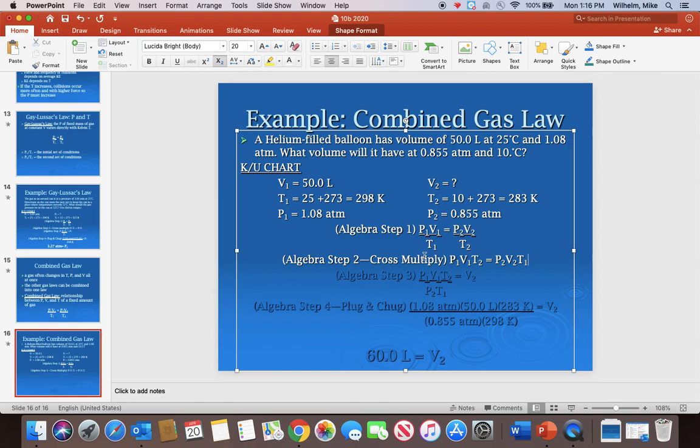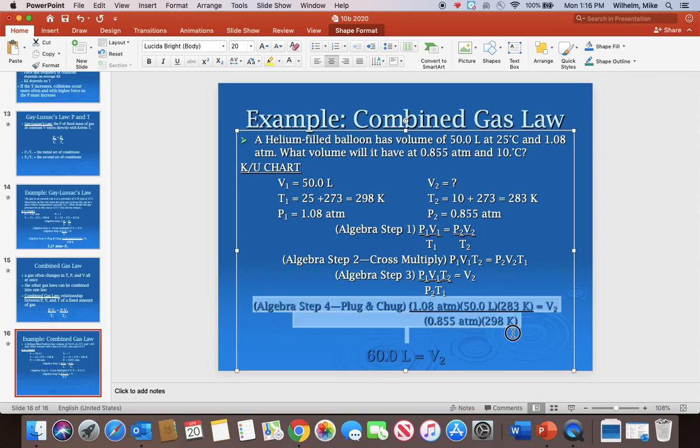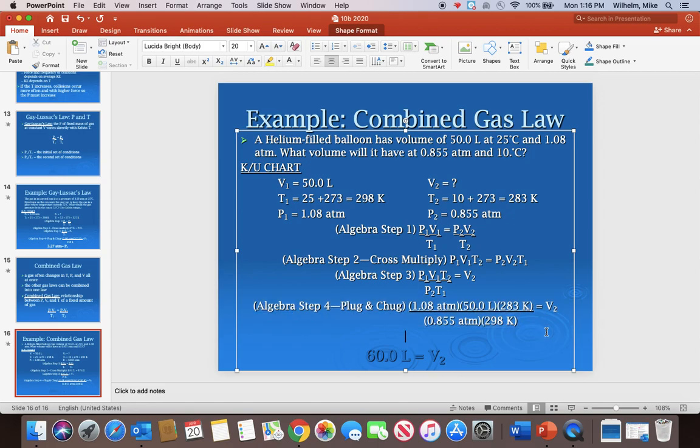I need to get V2 by itself. So I divide both sides by P2 T1. And there we go. Now V2 is by itself. I have 5 variables on the left side. I have my unknown on the right. And that now allows me to plug and chug the numbers from my KU chart.